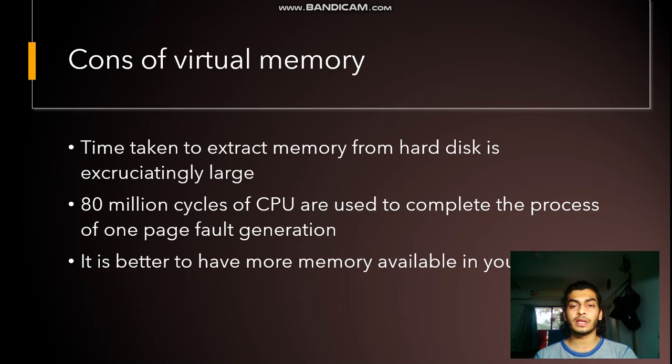Now, the cons of virtual memory are that it takes a huge amount of time to perform one cycle of page fault generation. The main process of transferring the data between the hard disk and the RAM takes about 80 million CPU clock cycles. So that is a huge amount of time. And when many parallel processes are running, multiple page fault generation cycles would be required. So the CPU and the computer would become very slow. So it is always better to have more memory available in your RAM, but if that is not an option, then virtual memory is also a very good and cheap replacement.